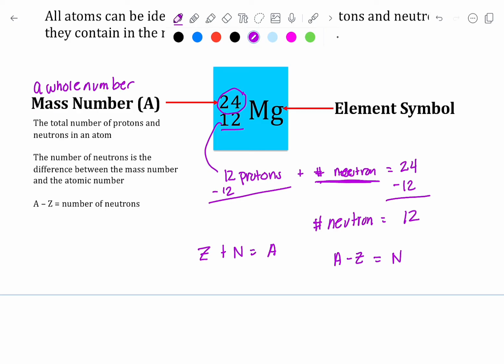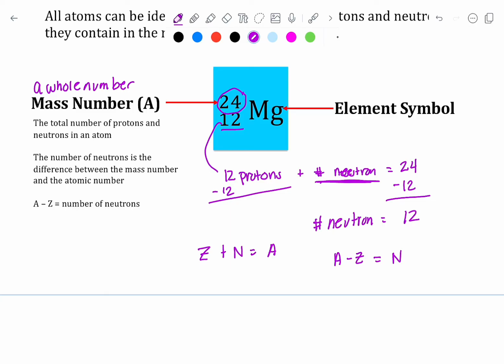It is a whole number, it is a counting number, because it's saying I have this many protons plus this many neutrons. And we can't break a neutron down any further, we can't break a proton down any further, therefore these have to be whole numbers. It's like we're counting them. I have 12 protons, 12 neutrons exactly.